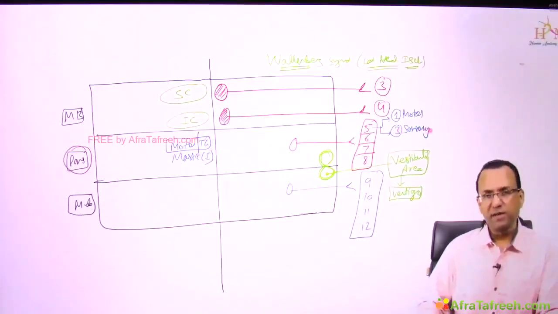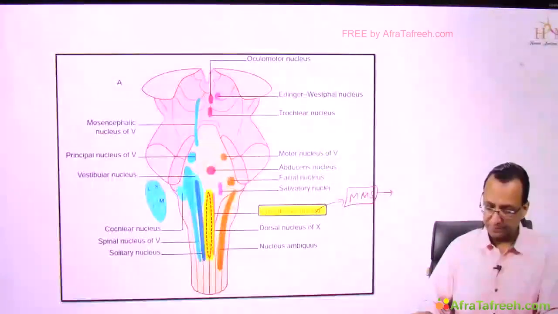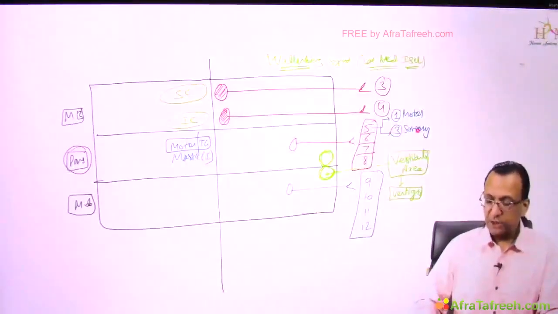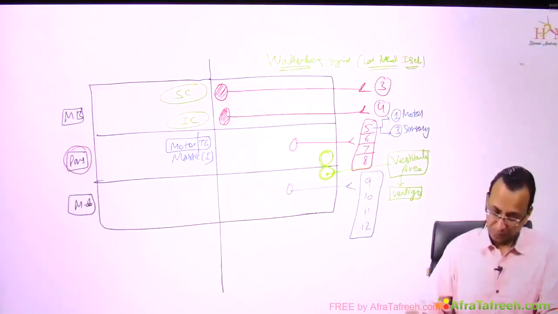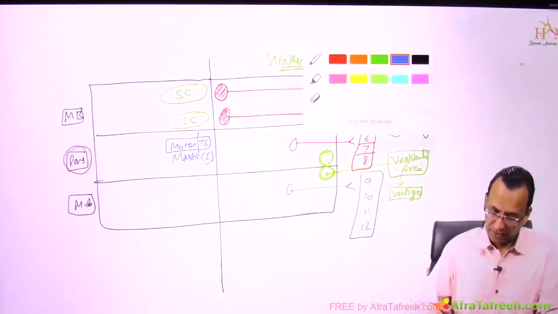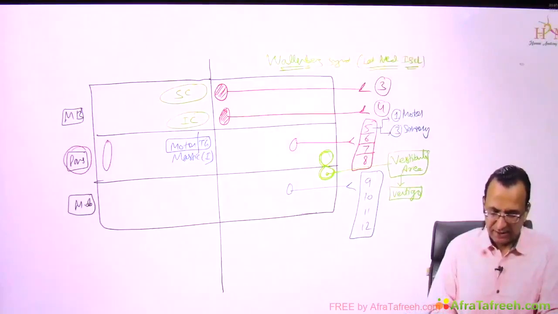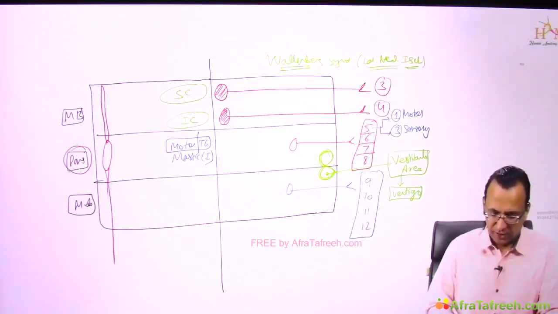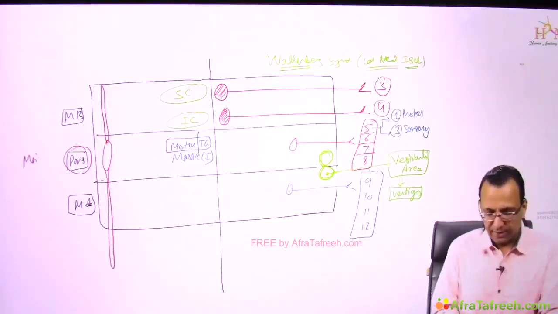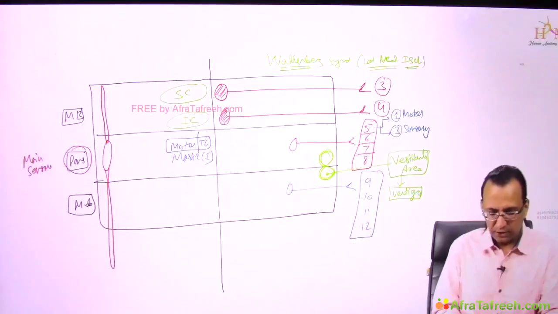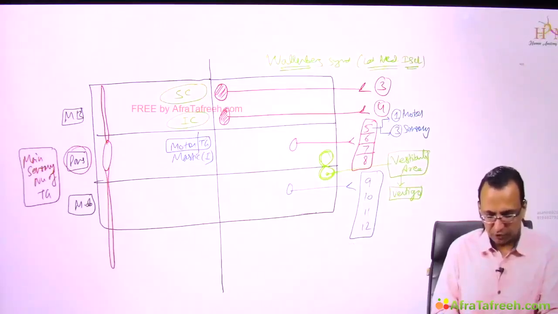You will find they have some names: the main sensory, the mesencephalic sensory, and then the spinal sensory nucleus of trigeminal. So there is a main sensory nucleus of trigeminal in the pons. Yes, in the pons.